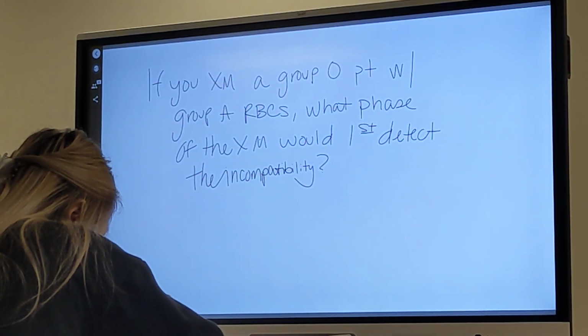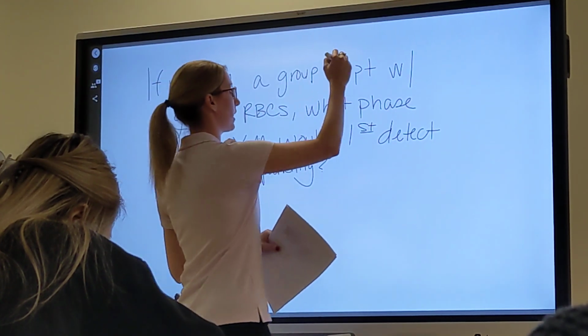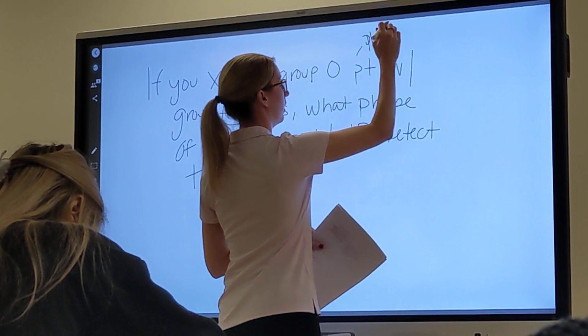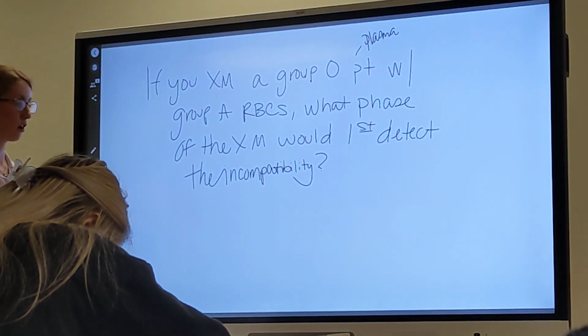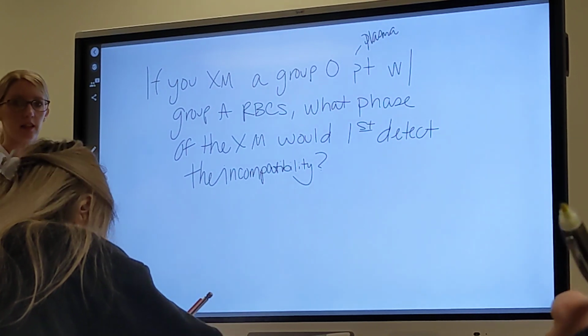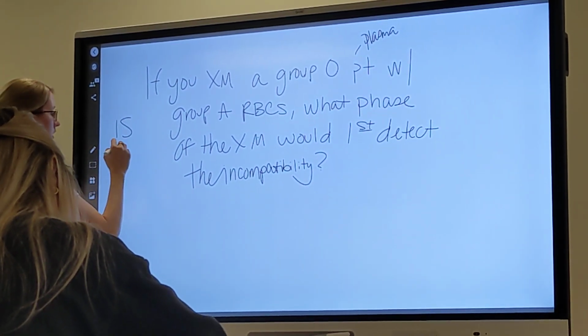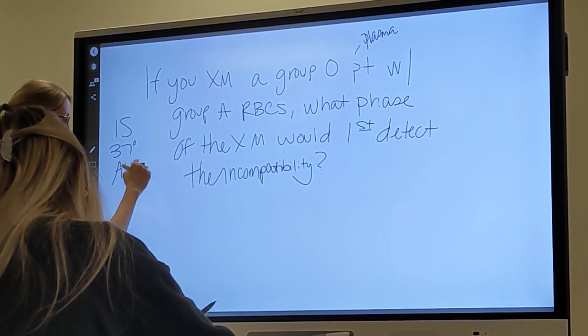So if you cross match a group O patient, so you're using the patient, you're gonna be using their plasma, right? With group A red blood cells, what phase of the cross match would you first detect the incompatibility? So remember the phases are immediate spin, 37 degrees, AHG. Immediate spin.